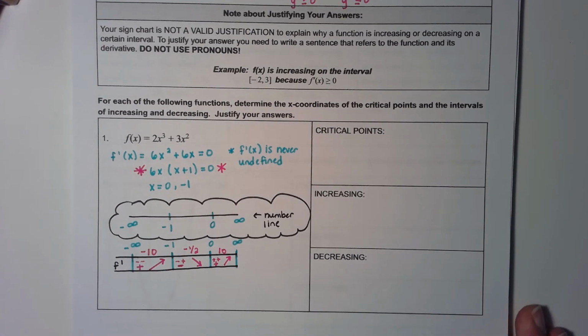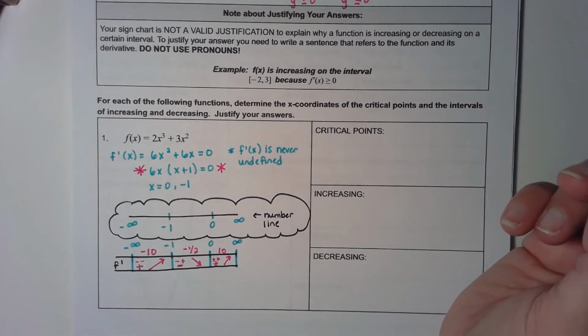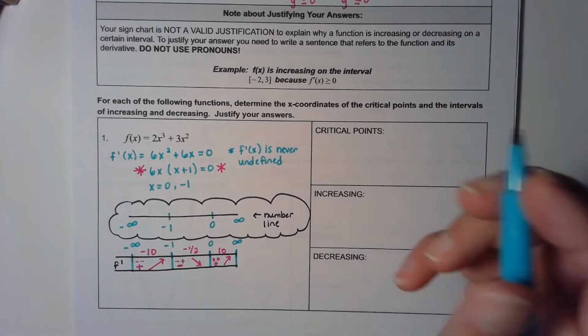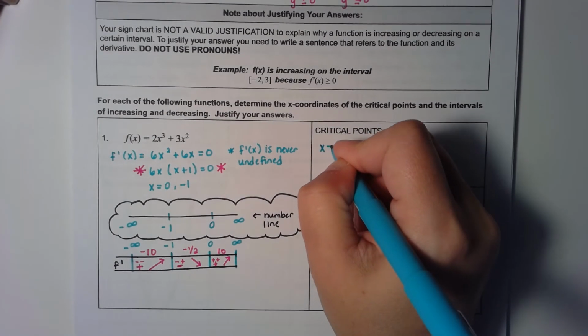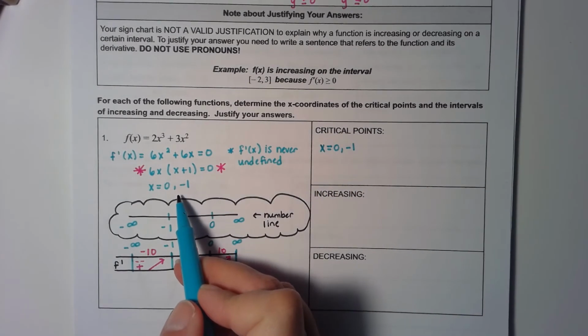Where are the critical points? Where is the graph increasing? And where is the graph decreasing? So let's start with critical points. The critical points are the places where the derivative is equal to 0 or is undefined. So in this case, that would be where x is equal to 0 or negative 1, which I found by solving my derivative equal to 0 equation.